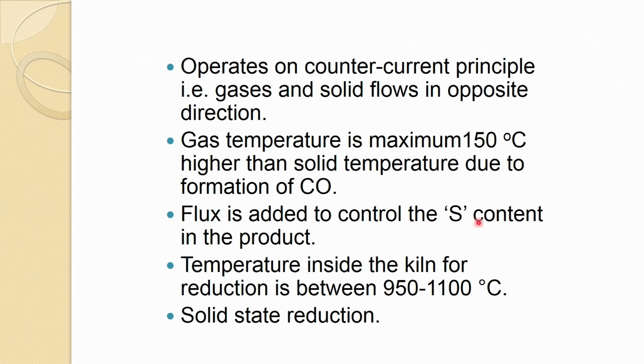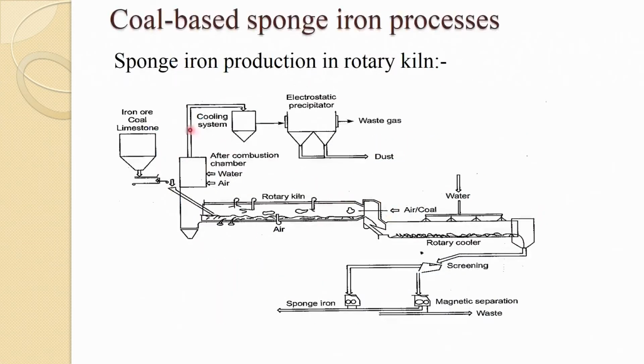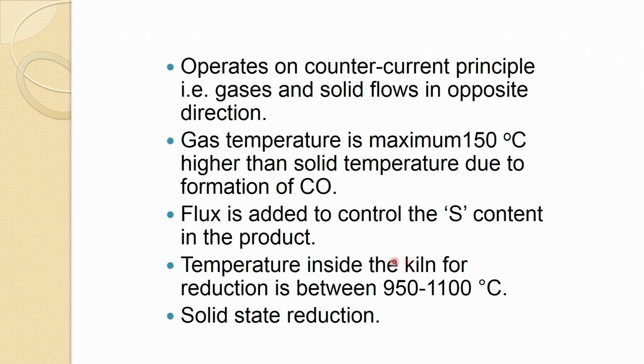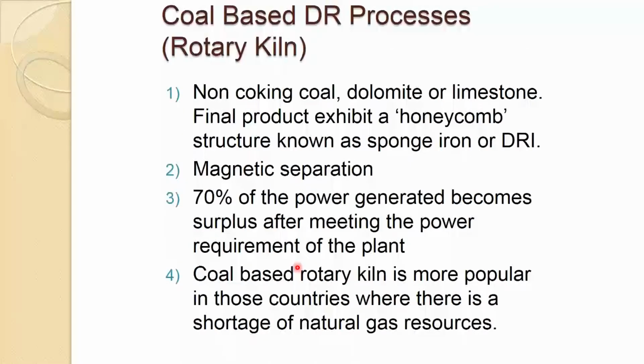Flux is added to control the sulfur content in the product, which is combined over here in this one, and the temperature inside the kiln for reduction is between 950 to 1100 degrees Celsius. So, it is a solid state reaction, which we have already discussed. So, these are the conditions in that rotary kiln, with non-coking coal, dolomite or limestone, and the final product exhibits a honeycomb structure, which is why you usually call it sponge iron or DRI.